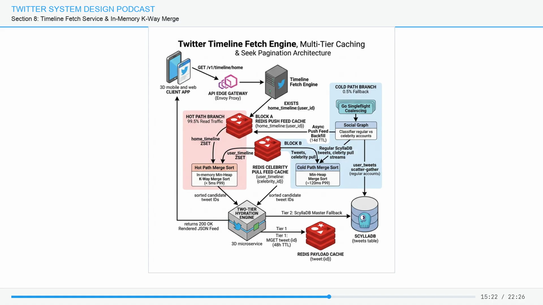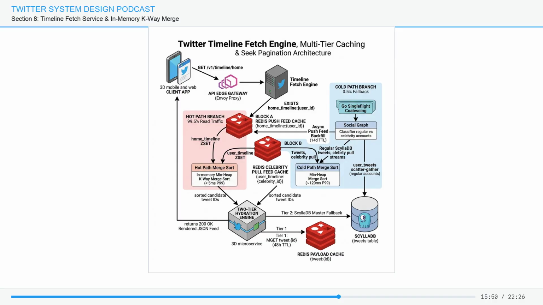That magic happens in the timeline fetch engine, utilizing a technique called an in-memory min-heap k-way merge sort. Okay, min-heap k-way merge sort. Let's break that down because it sounds like a graduate-level computer science exam. How does that actually zipper these feeds together? Well, when you open the app, the engine grabs your pre-computed regular feed from Redis. Then it simultaneously pulls the recent tweets from the specific celebrities you follow.